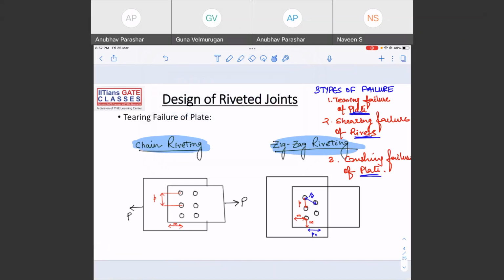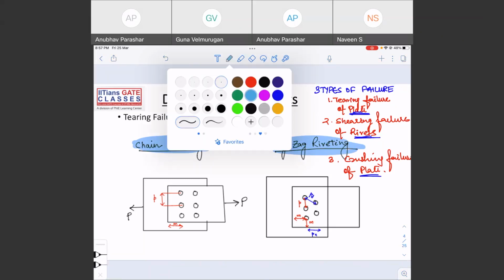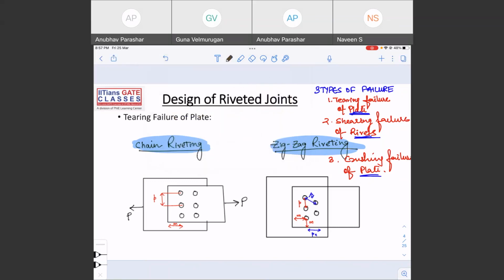So if you see chain riveting, the rows you can see, the rivets are parallel to each other. But in zigzag riveting, it is not parallel. You can see the rivets are alternate, right? Different rivets in different rows are alternate.